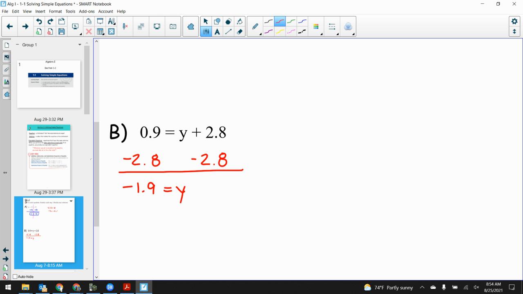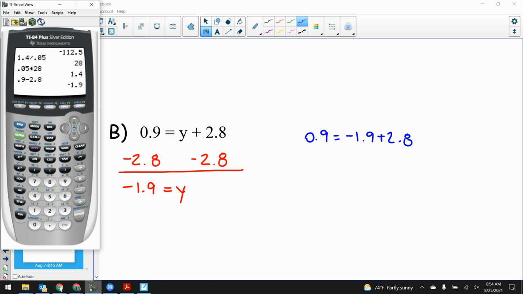Be careful with that. You never want to move all things to one side of the equation. That might screw you up when we have multiple steps. Okay? So we got y is equal to negative 1.9. Remember, this is the same thing as saying negative 1.9 is equal to y. Left, right, doesn't matter. And if you wanted to check, again, you could check it by saying, okay, 0.9 is equal to negative 1.9 plus 2.8. Is that a true statement? Let's check it. Negative 1.9 plus 2.8.